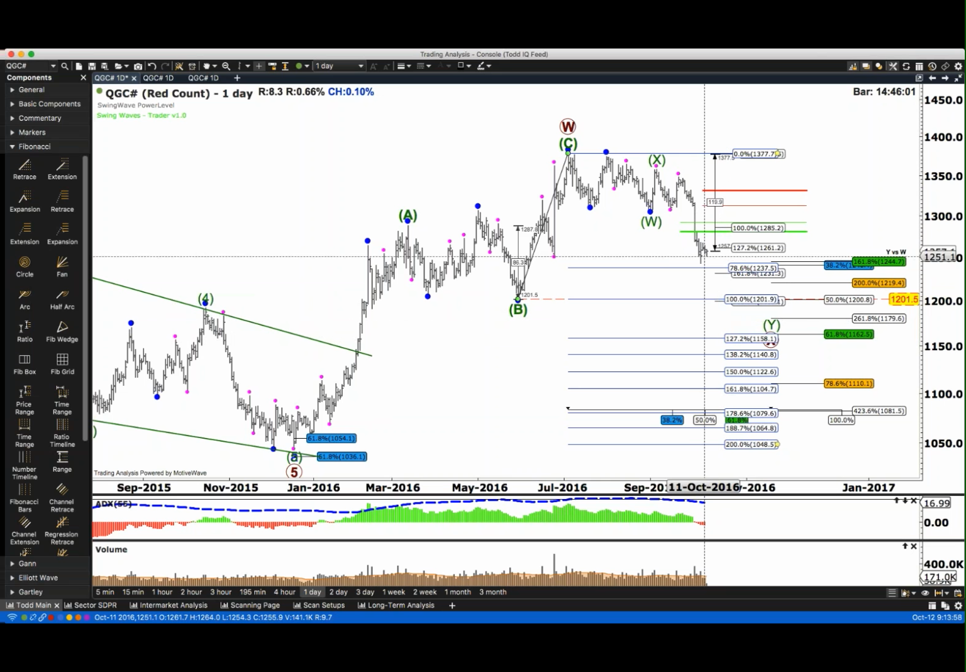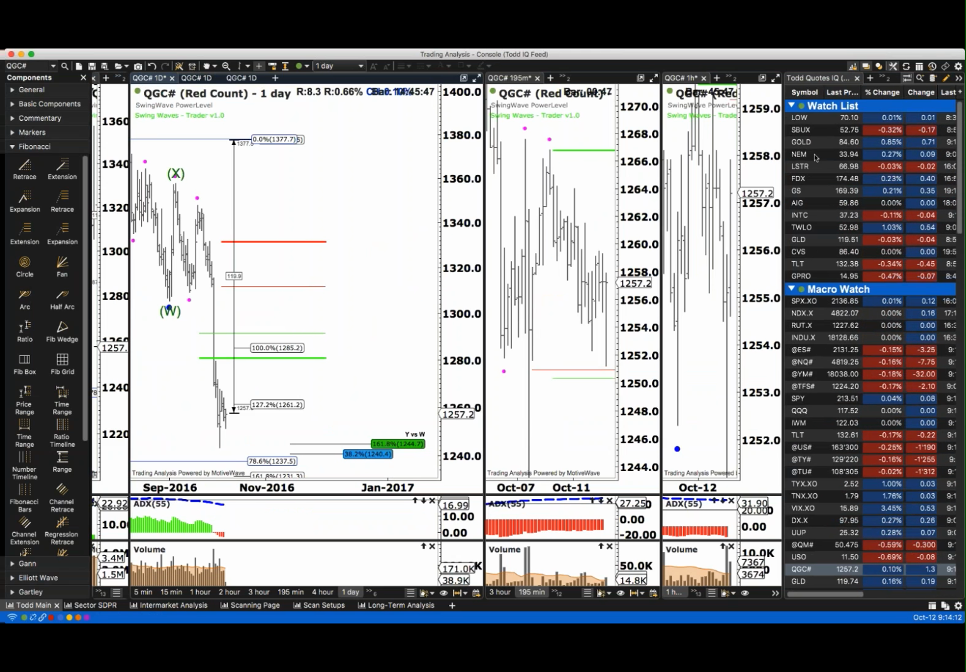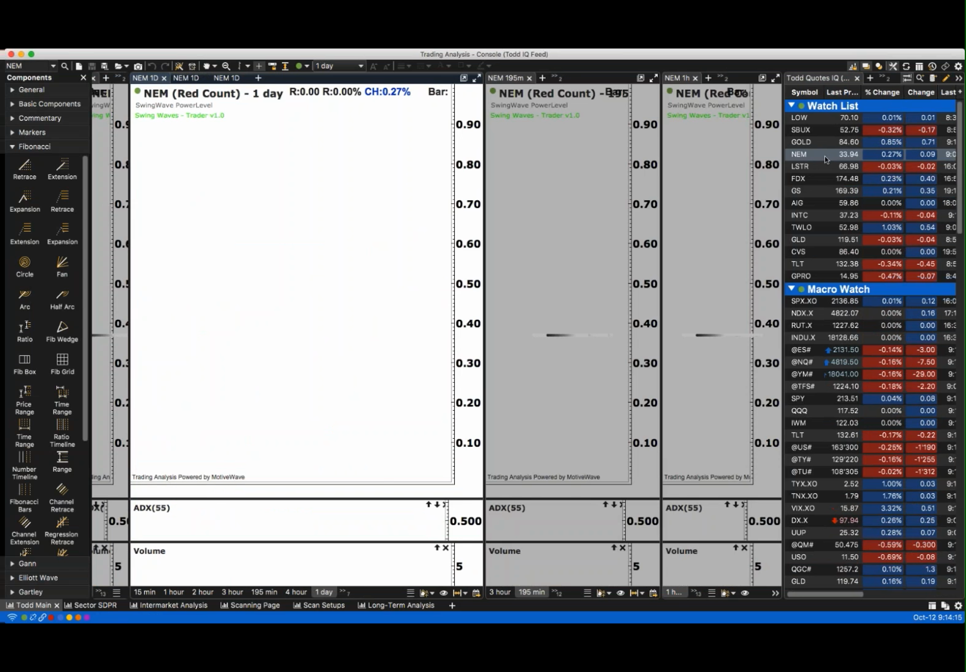I am short Newmont with our research customers ahead of time. And if we can break the 1235 area here, then we should be able to break on down to 1150. And that's going to be a pretty good trade. So Newmont, we just put that trade on. Let me show you what's going on in NEM.